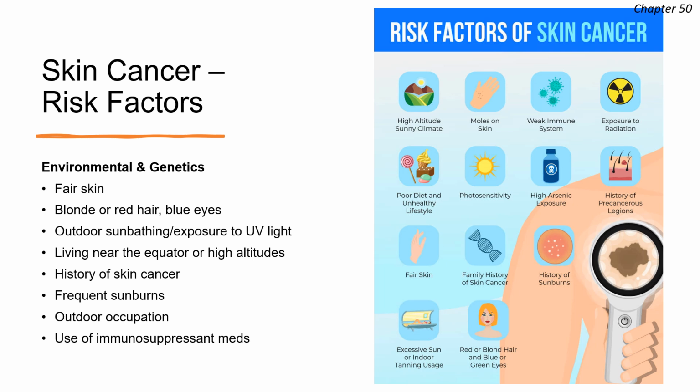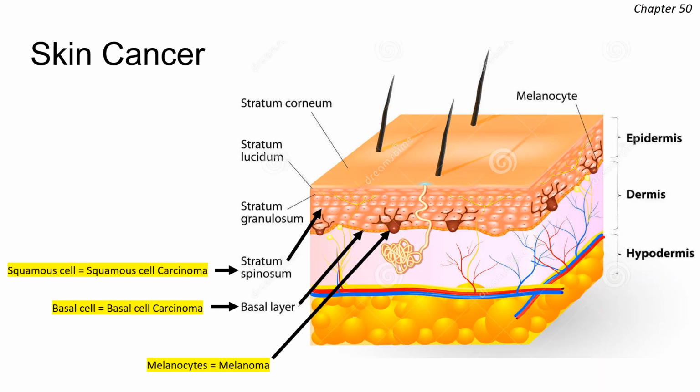Skin cancer risk factors. Genetics plays a huge role. If you're fair skin, blonde or red hair, blue eyes, you're higher risk for skin cancer. If you spend a lot of time outdoors, maybe recreationally, like at the beach, sunbathing, or if you work outside. If you live near the equator, if you get frequent sunburns, and if you're on any type of medication that suppresses your immune system, it's going to put you at higher risk for skin cancer.